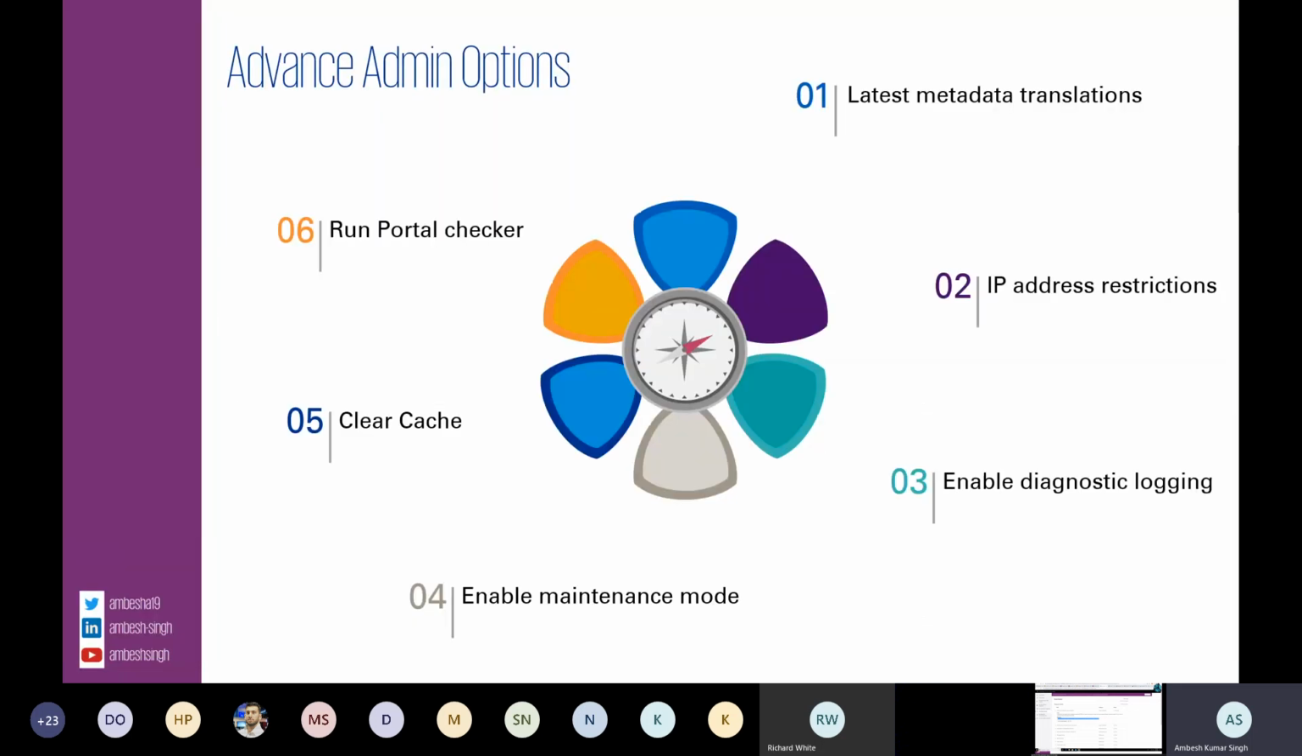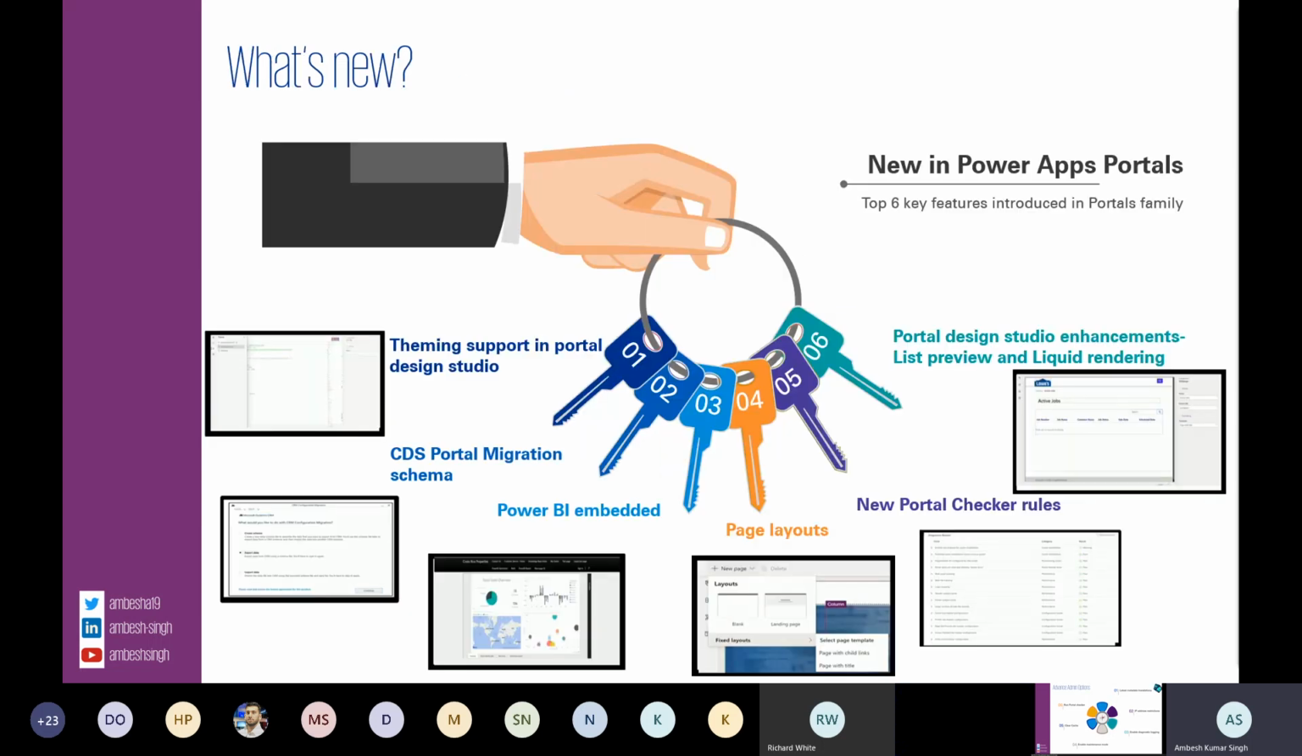So let's quickly come to there. I already explained the maintenance mode and clearing cache. You need to restart your portal. There is another way, I will show you that too. You can get the latest metadata translation, IP address restrictions. Everything has already been explained. Let me quickly jump to the next slide.